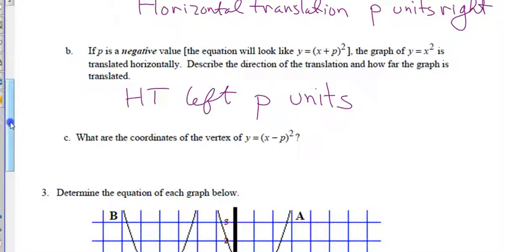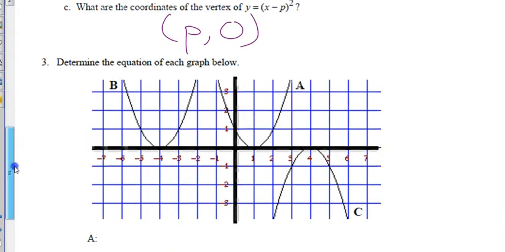What are the coordinates of the vertex of y equals x minus p quantity squared? P, 0. Okay, so p is positive, then, right, it's the number that follows. X minus 5 squared is 5 units to the right, gives you 5, 0. X plus 5 squared, p would be negative 5, right? If it follows a plus sign, then the p value will be negative.